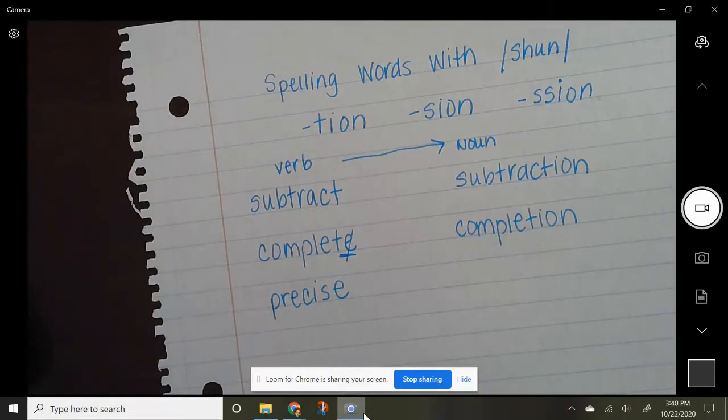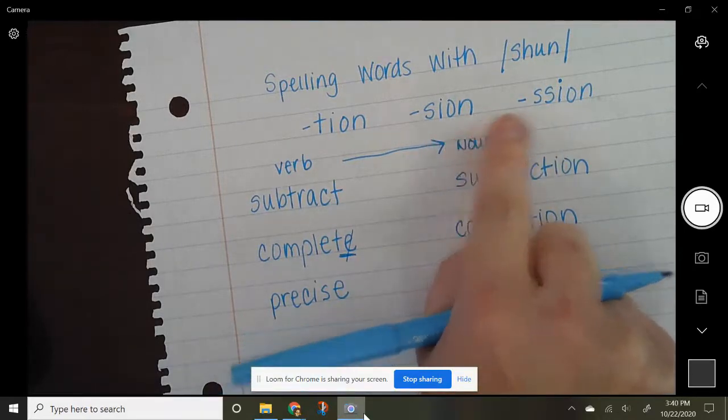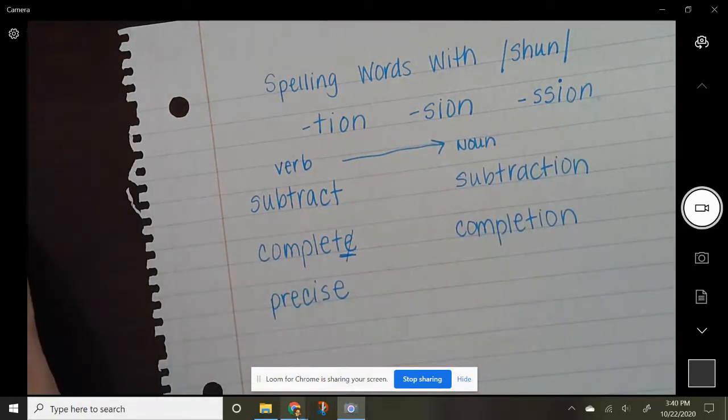Now, I am very confused. I'm like, putting a tion would not make sense. It already has an S. So I am thinking to myself, it's going to be one of these. I'm going to go back to my slide.